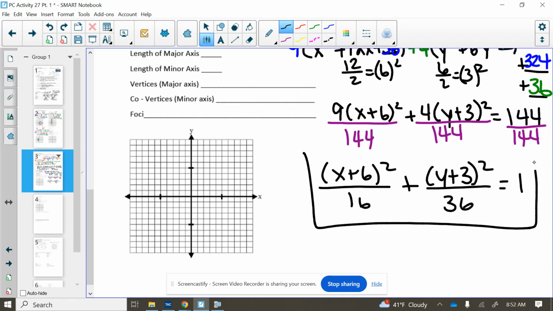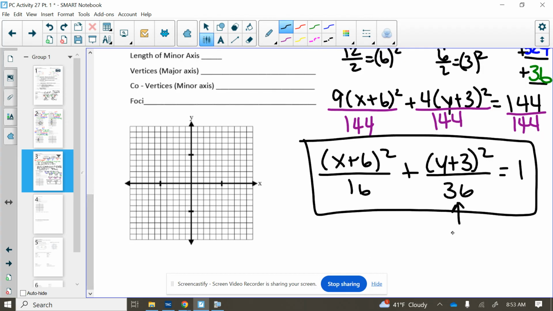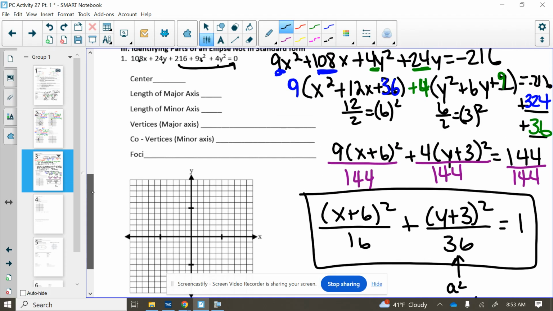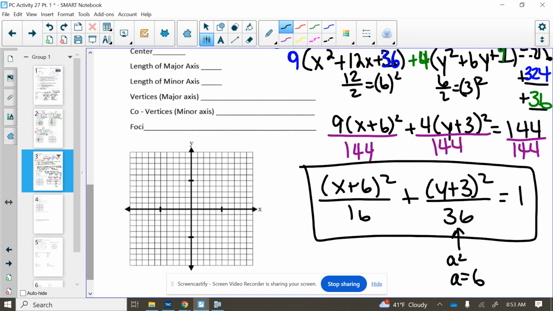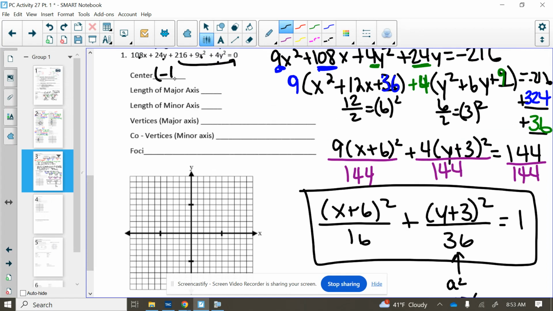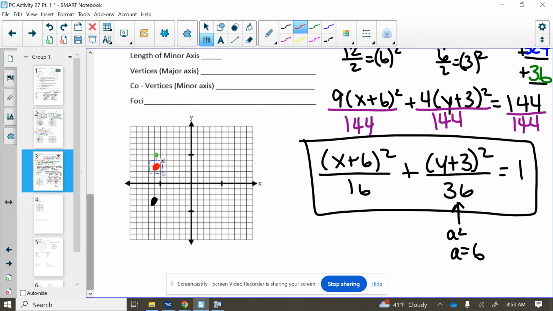So now we have our equation, and we can start filling out our other pieces because we have a squared is 36. a is just going to be 6. And then that means our center, if we look at this, is going to be at (-6, -3). So we plot (-6, -3). The a value is under the y's, so we're going to count up and down 6 units to get our 2 vertices.